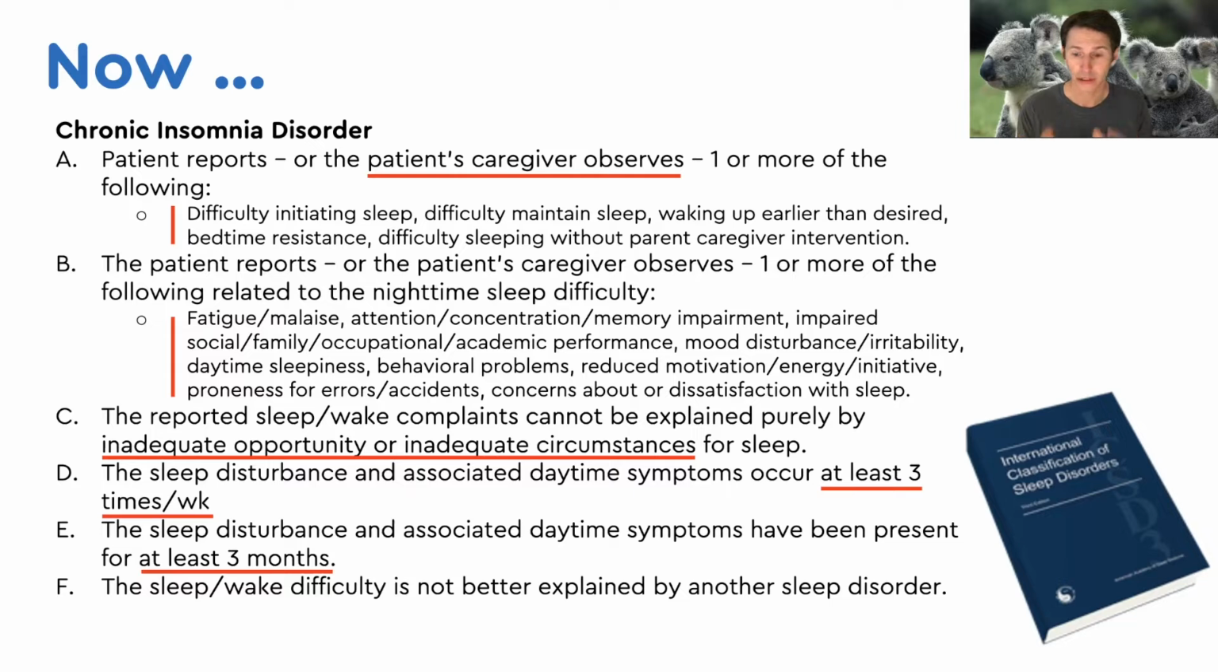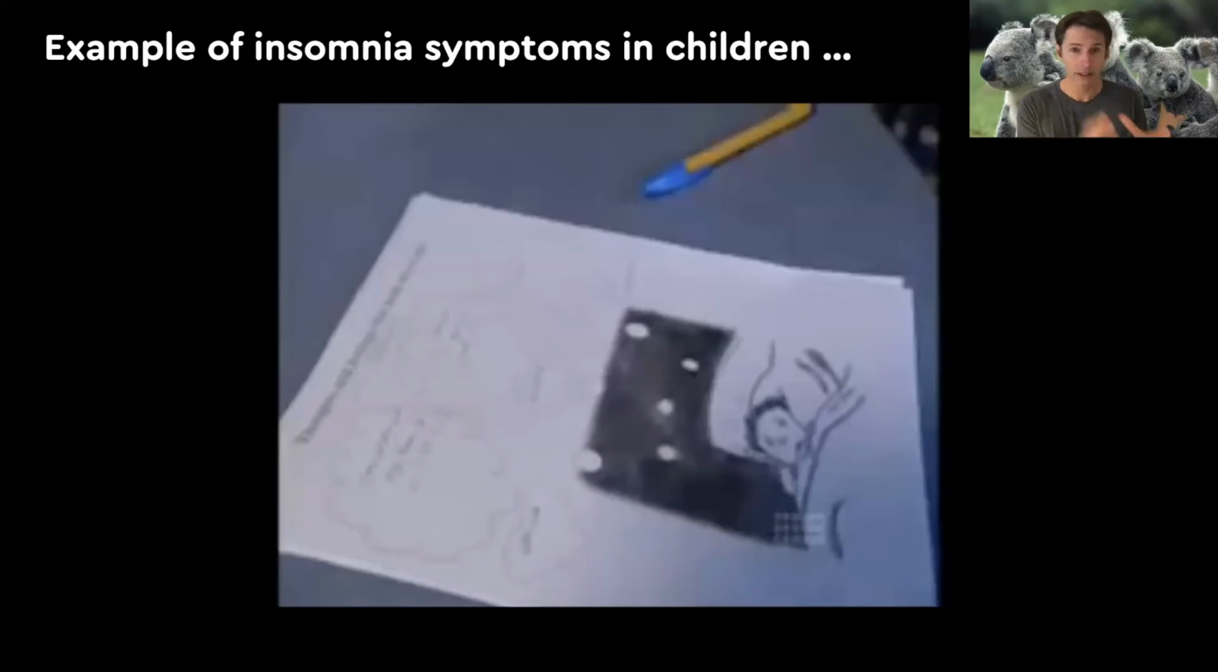And the sleep disturbance occurs three times a week or more, and for at least three months or more. So now there is a recognition that adults and kids can both have insomnia disorder in the latest update. So that's the diagnostic criteria.